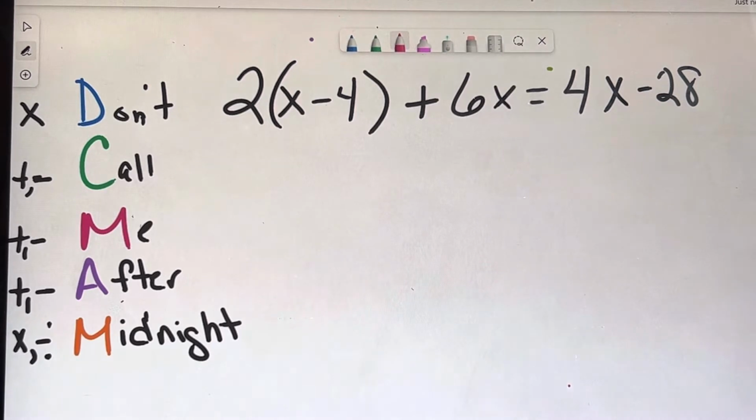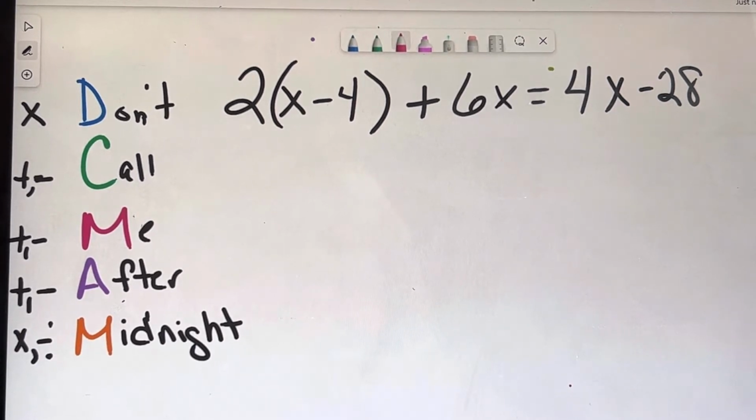We're going to follow the steps for solving an equation. So the first step is to do the distributive property. And if you notice on the left-hand side, I have "Don't Call Me After Midnight." That can help you to remember the steps in solving an equation. So the first step is distribute. So we're going to look at that D.